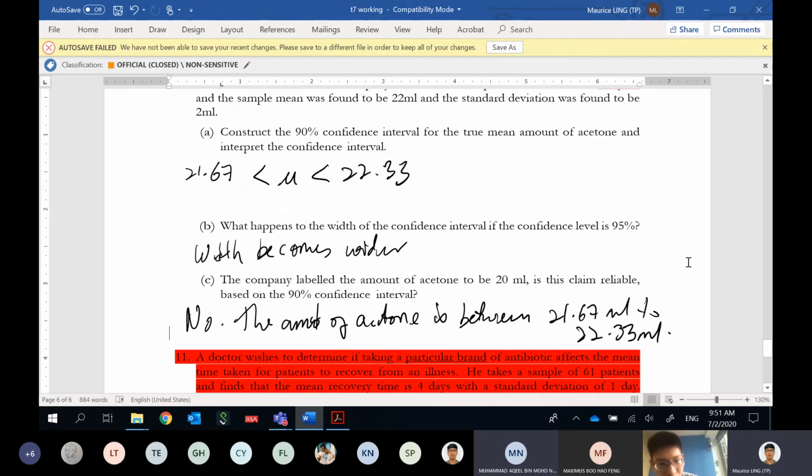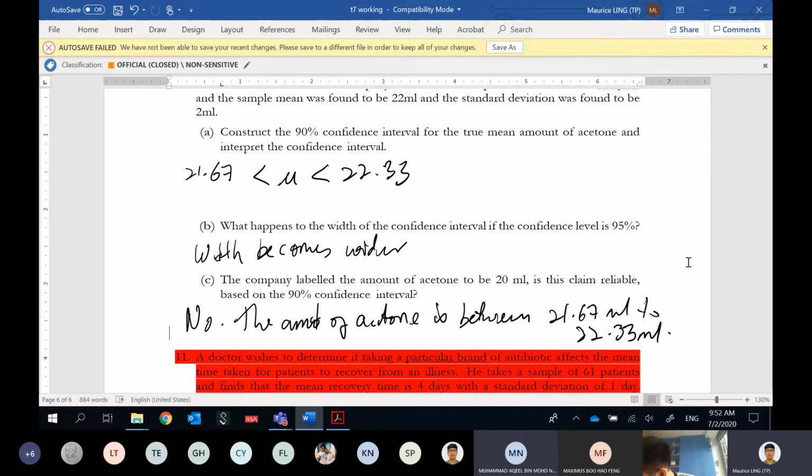Okay, so this depends a bit on what you want it to be. If I ask you another question, will you be happy if this is the actual result in your experiment? That means you want to buy 20 ml of acetone, but the actual acetone amount that you have for the same price is between 21.67 ml to 22.33 ml. Will you be happy? Yes. Okay, it does depend.